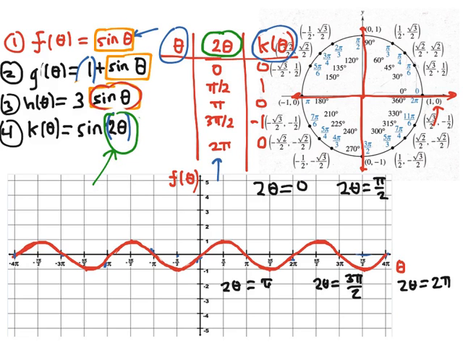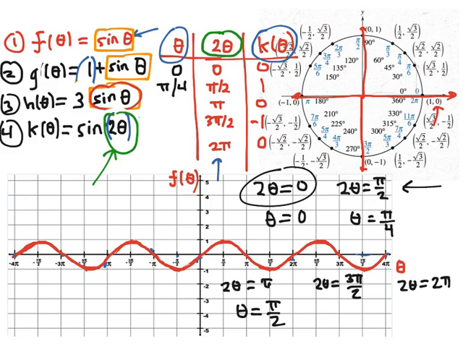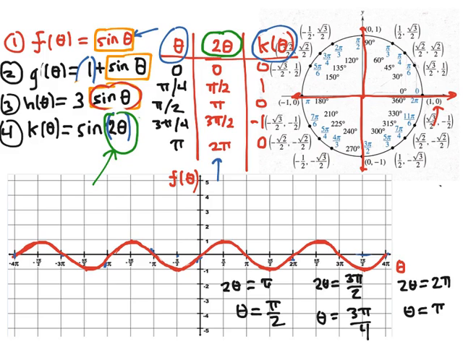So if you solve each of these equations for theta, in the first one you get theta would be equal to 0. So you write 0 here. In the second one you get theta would be equal to pi over 4. Multiply both sides of this equation by 1/2 to get theta is equal to pi over 4. So you write that here. In the third equation, multiply both sides of the equation by 1/2 to get theta is equal to pi over 2. In the fourth equation, multiply both sides of the equation by 1/2 to get theta is equal to 3 pi over 4. And in the fifth equation, multiply both sides of the equation by 1/2 to get theta is equal to pi. So this will give us the ordered pairs that we need to graph our function for number 4.